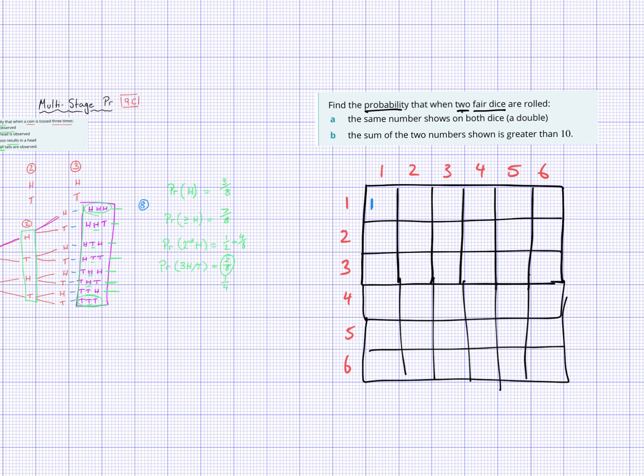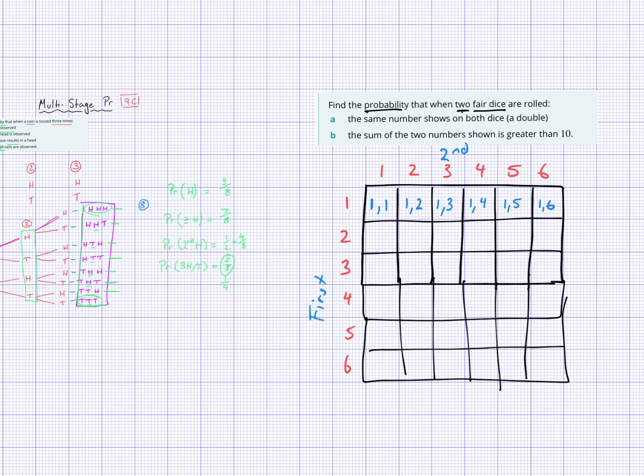So on the first dice, we'll call this one the first dice here, and the second dice here, we could have a possible 1 on the first dice and 1 on the second dice. We could have 1 on the first, 2 on the second, 1 on the first, 3 on the second, 1 on the first, 4, and so on.